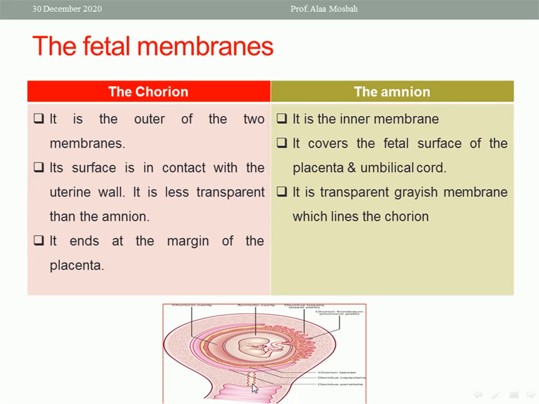This is the chorion. While the amnion is the inner one, it is transparent, glistening, lining the chorionic membrane, and it is considered the innermost membrane. It covers the fetal surface of the placenta and the umbilical cord.